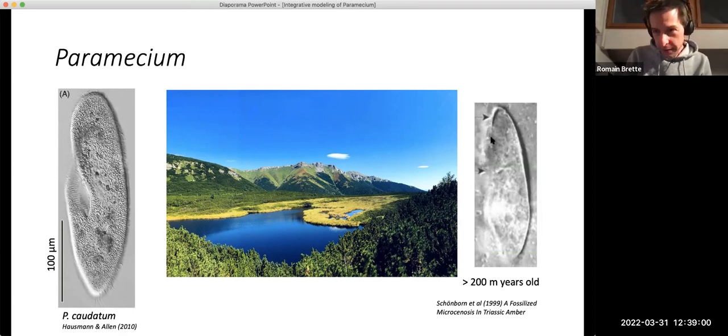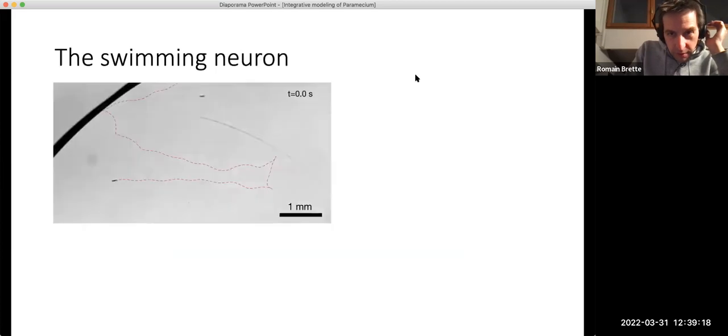What you see on the right, for example, is a fossilized paramecium found in Triassic amber, more than 200 million years old. So it's an old species, basically. Here you see a paramecium swimming in a petri dish. Typically it swims in a helicoidal path. Then you see that sometimes it changes direction, and this change in direction is called the avoiding reaction.